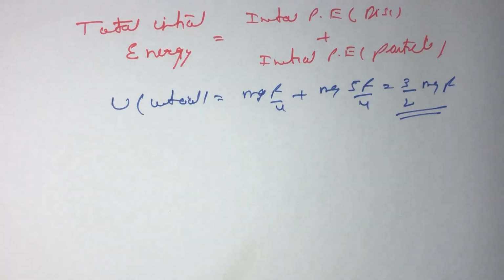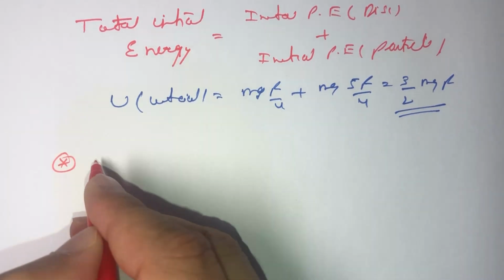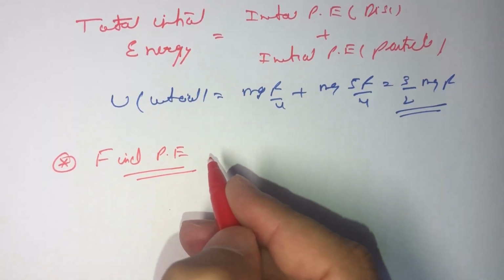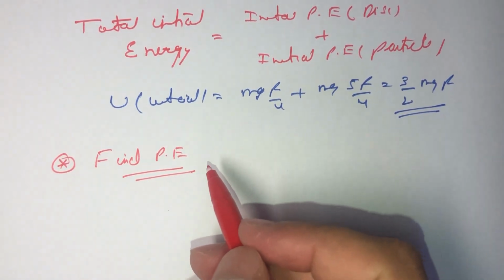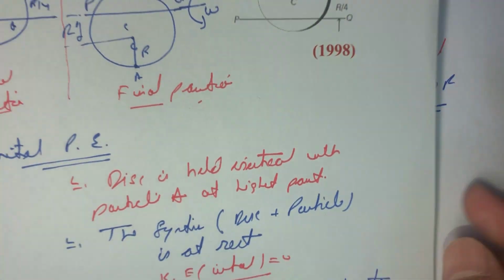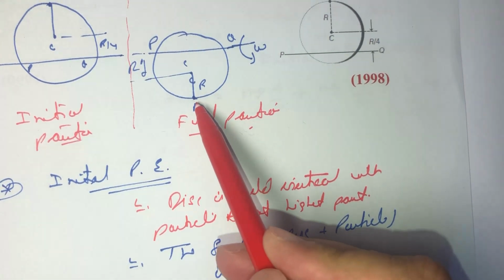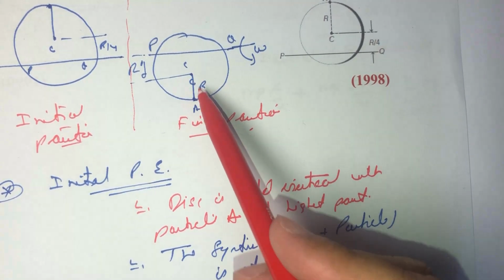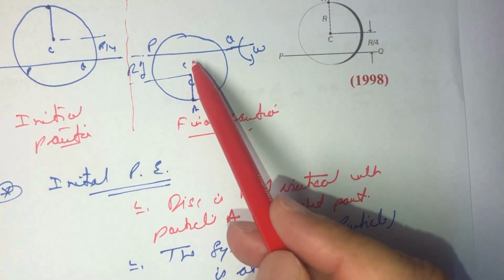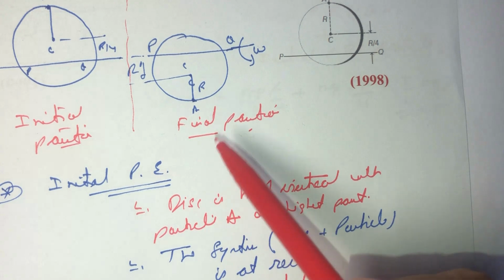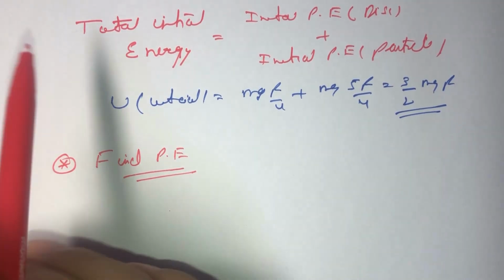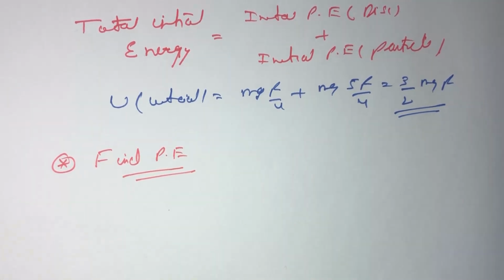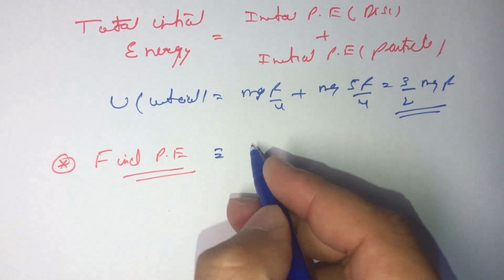Now we find out the final potential energy. So final potential energy under this condition, this point A is at its lowest position and the center of mass as well as this point A is on the lower side of the chord PQ. So final potential energy, you can say that is at the lowest point.